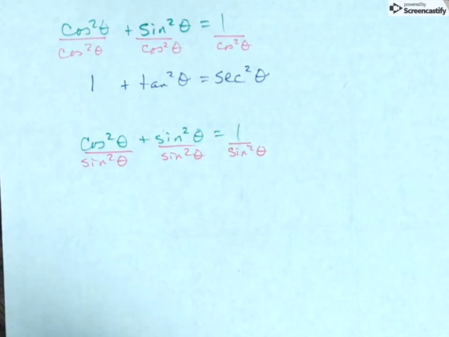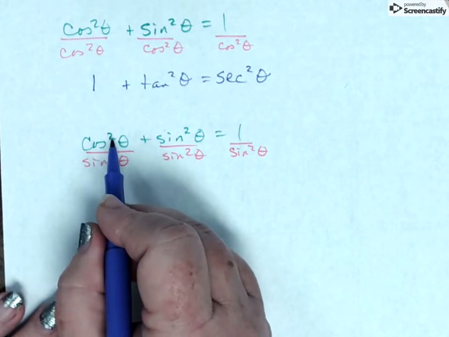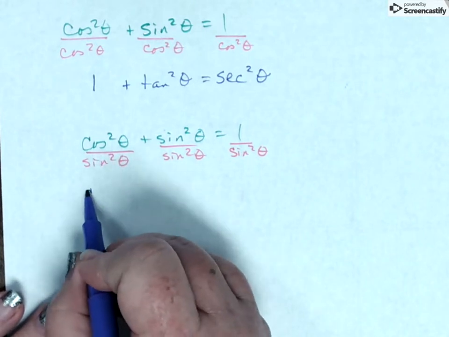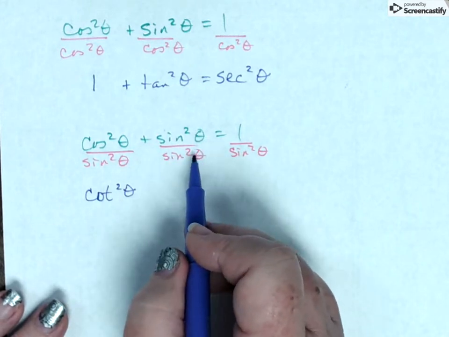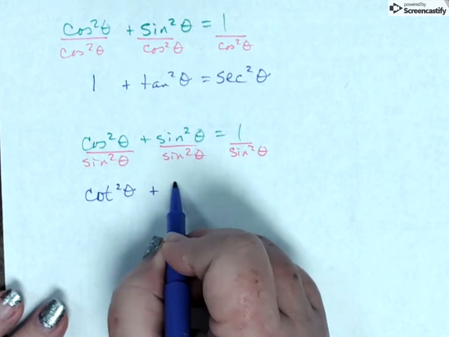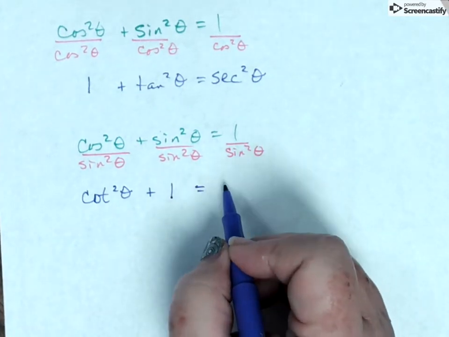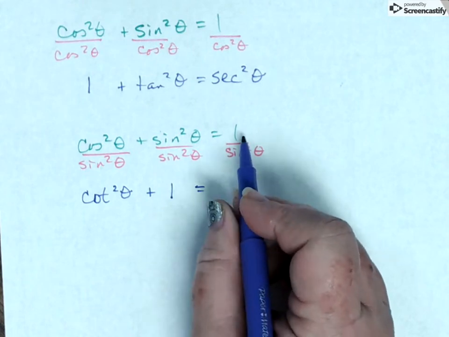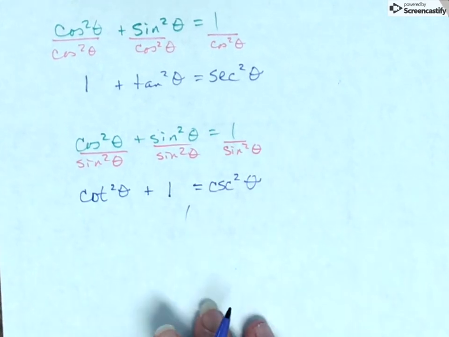What is cosine divided by sine? That's cotangent. And cosine squared divided by sine squared is cotangent squared theta. Sine squared divided by itself is equal to 1. And 1 over sine is equal to cosecant. So 1 over sine squared is cosecant squared theta.